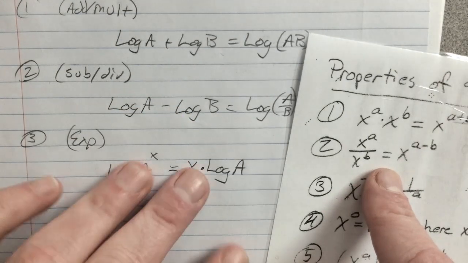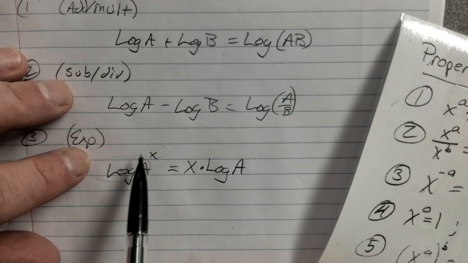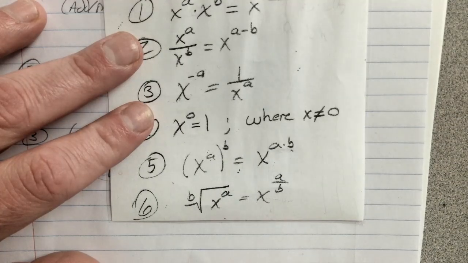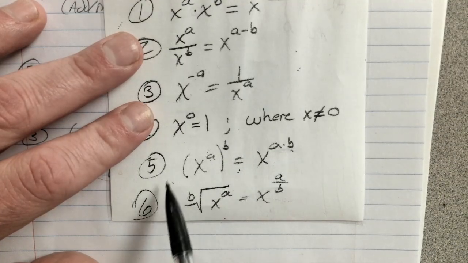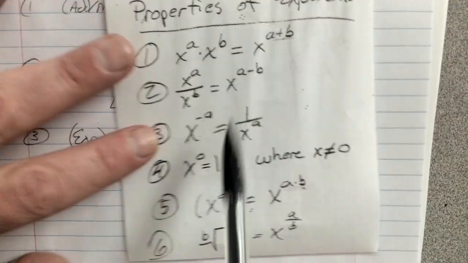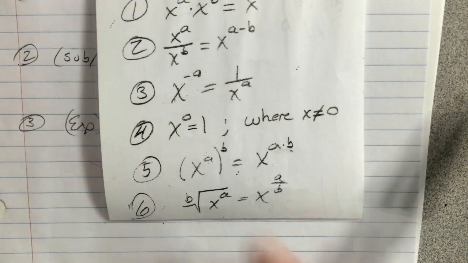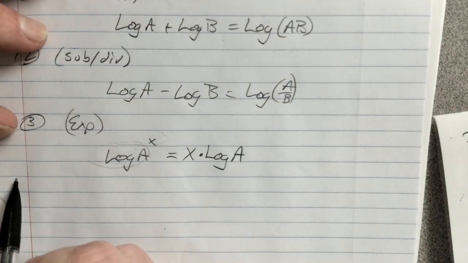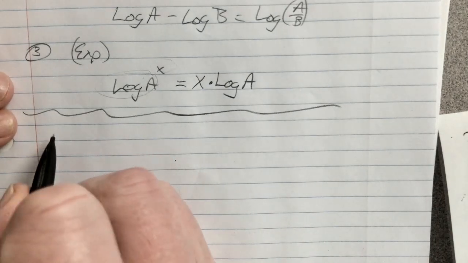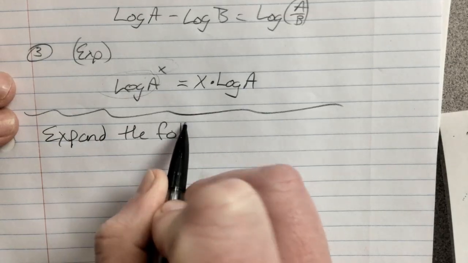And here, I have an exponent raised to another exponent. So a power raised to a power. When I have a power raised to a power, what am I doing with those? Multiplying. So power to a power, we multiply. All three of these properties are just extensions of these properties. All right. So what are we going to do with these properties? We need to expand the following.